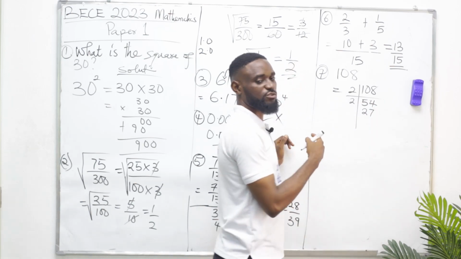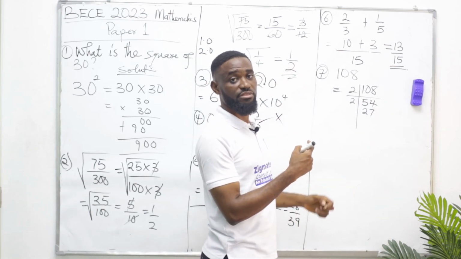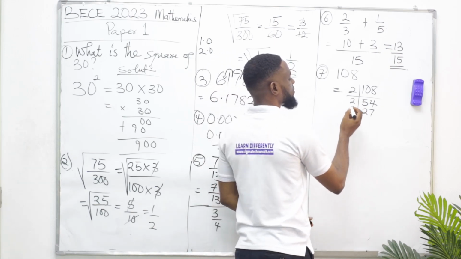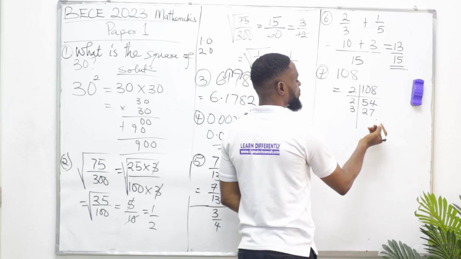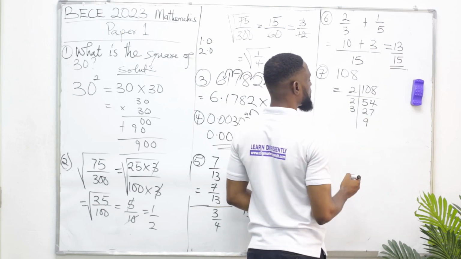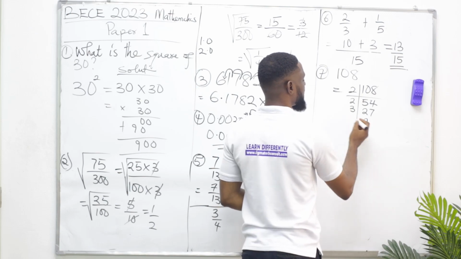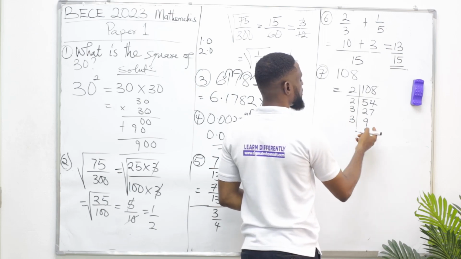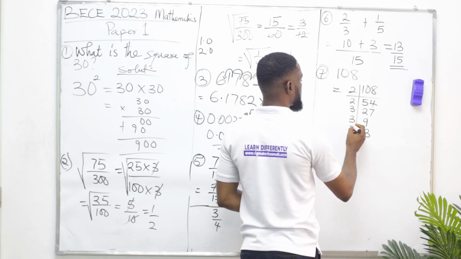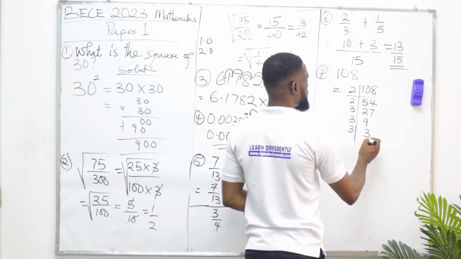2 is not a factor of 27, right? So 3 is a factor of 27. So we'll go to 3. 3 into 27 will give us what? 9. Do you get that now? So what else again? 3 is a factor of 9. 3 into 9 is 3. What else again? We'll go to 3 again. 3 into itself is this.